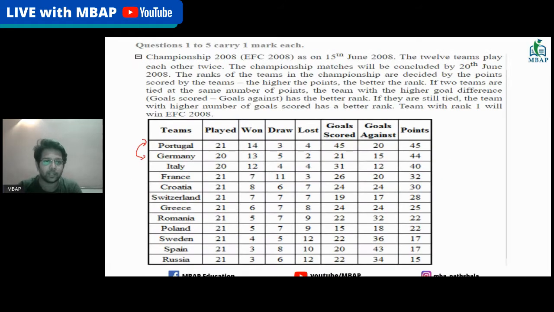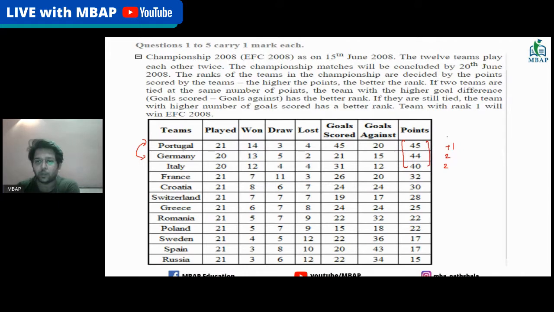We are discussing Germany and Portugal. The answer for the previous question is cannot be determined. Portugal has only one match left. Germany has 2 matches left. Italy has 2 matches left. Look at the statistics of the top three teams.